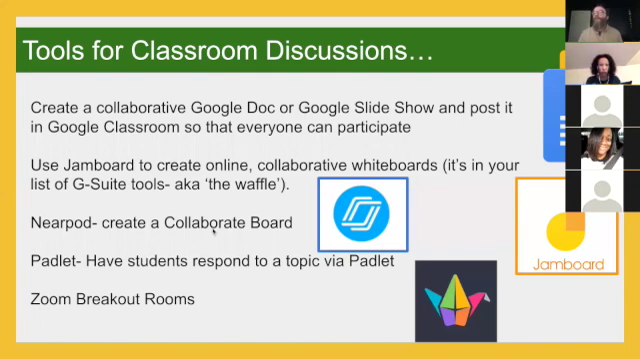So tools for our classroom discussion. Let's say you're having a classroom discussion and you're trying to figure out how to get everybody involved. There's different ways you can do that. You can create a Google Doc and make it collaborative, or a Google slideshow, and tell everybody to put their thoughts and ideas and actually type them in, especially for older students. So we could do it that way. Jamboard is a really good tool. Full disclosure, I need to work more with Jamboard, but it is a digital whiteboard and it's in your Waffle and G Suite. Everybody has access to it.